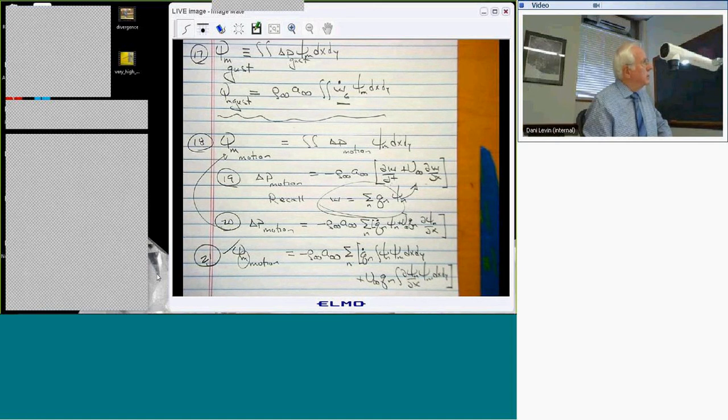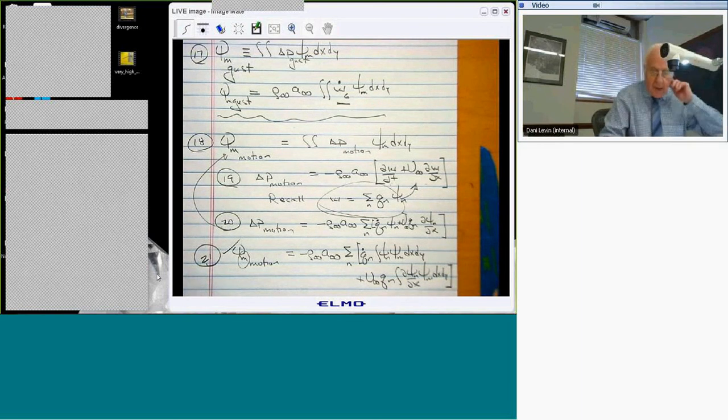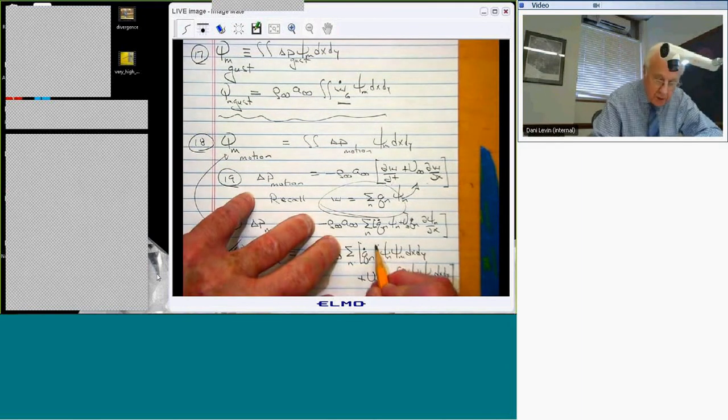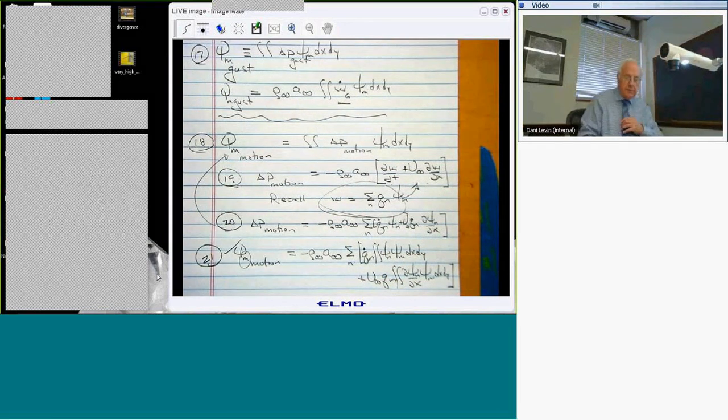Which one? Should these be double integrals? Should this integral be a double? Oh, I thought double integral. Yeah, I didn't mean to shortchange you. I'm sorry. And the one below, yeah. Yes, absolutely. Integral over dx and dy.